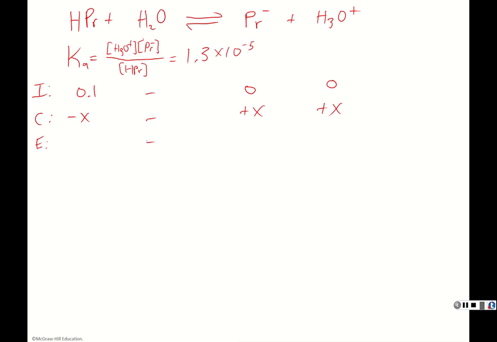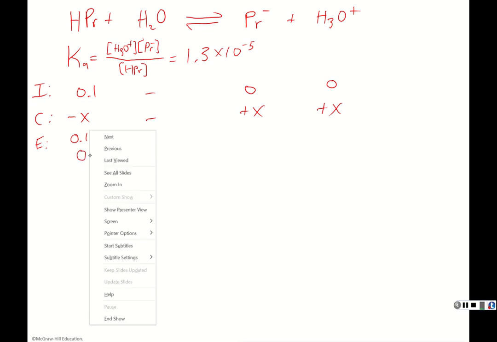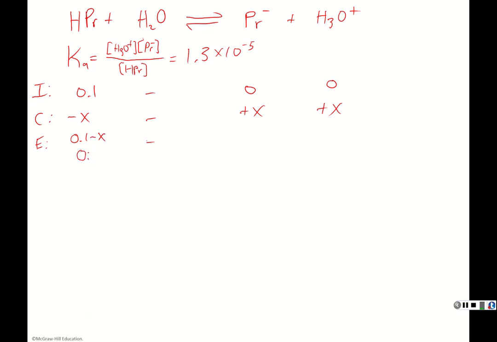Then at equilibrium, the acid would be 0.1 minus x, but remember we're not going to consider that, because we're going to assume that the amount it dissociates is very small, so we're just going to keep that as the starting value. And then at equilibrium, the products just become x, right? 0 plus x is x.